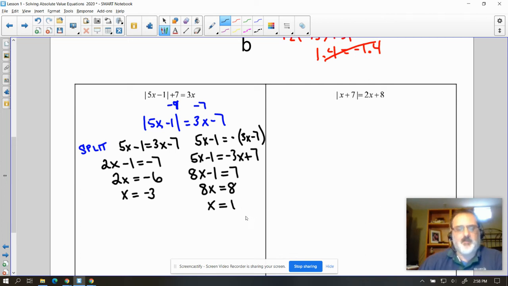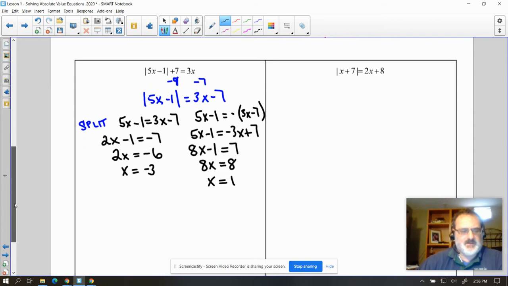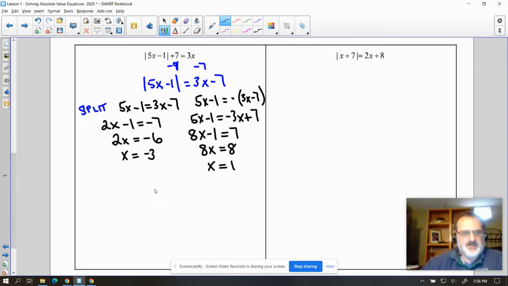So again, these are possible answers. Possible answers. What I need to do is check them. Negative 3 in there is going to be the absolute value of 5 times negative 3 minus 1, plus 7, should equal 3 times negative 3.